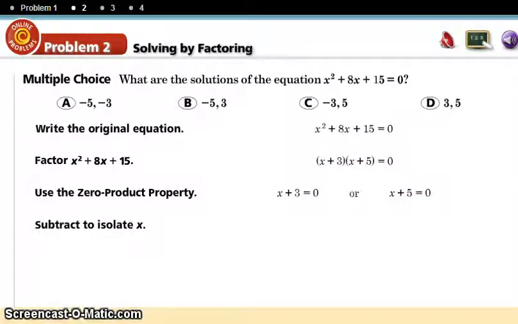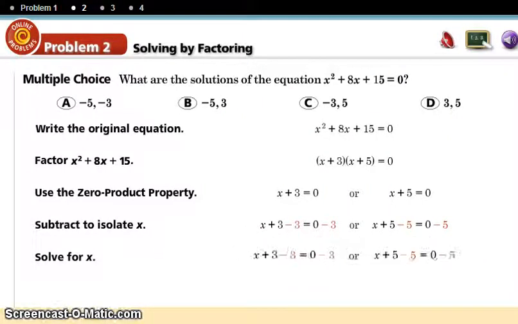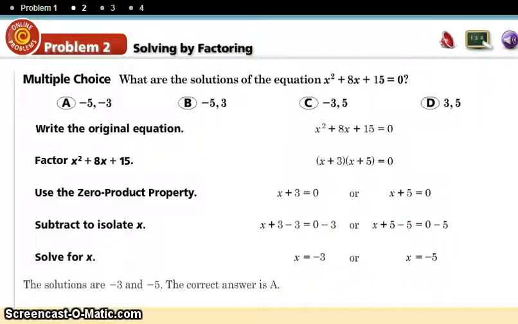Subtract to isolate x in each equation. Subtract 3 from each side of the first equation, and subtract 5 from each side of the second equation. Now solve for x in each equation. The solutions are -3 and -5. The correct answer is A.